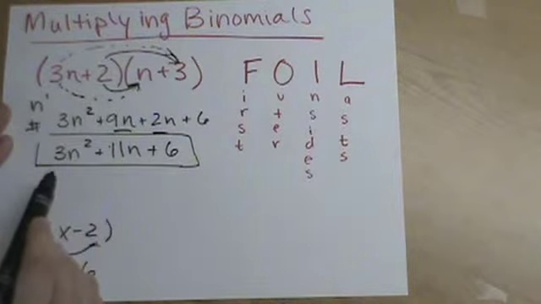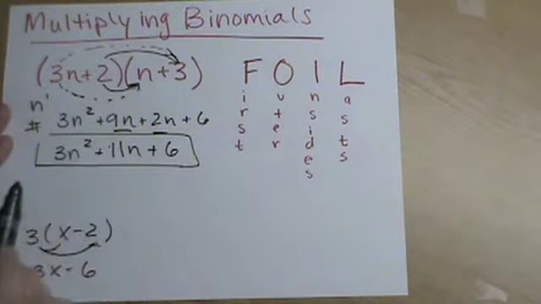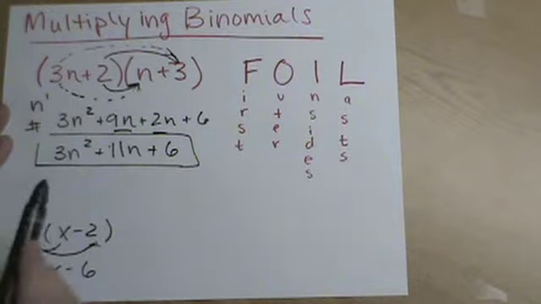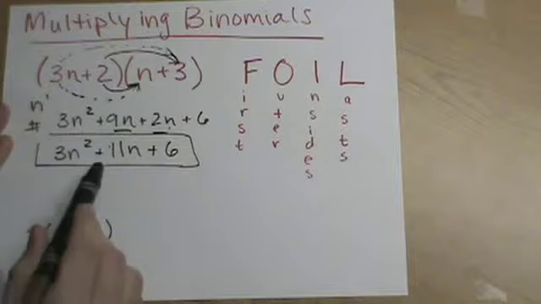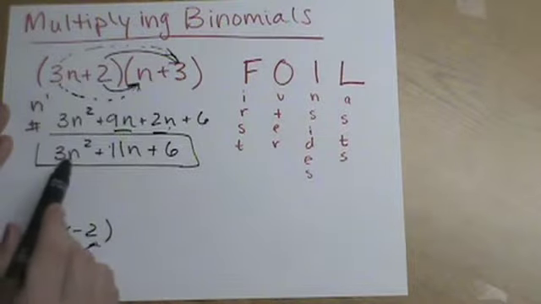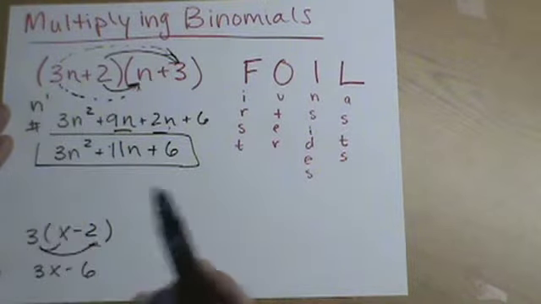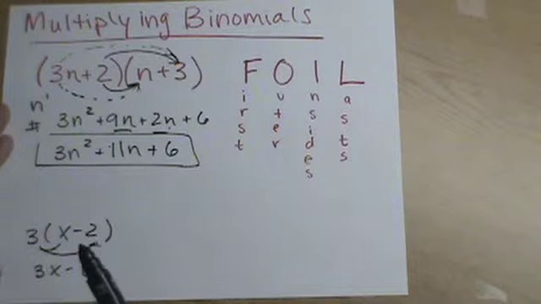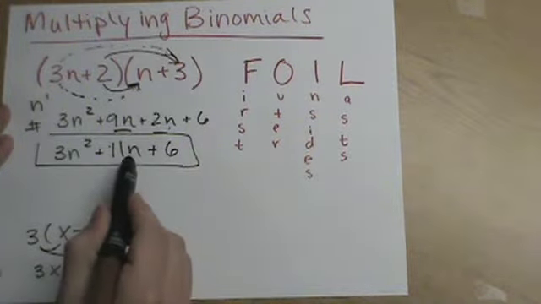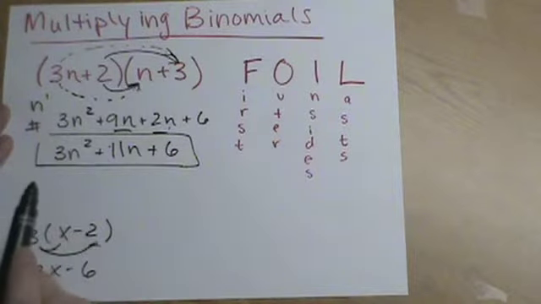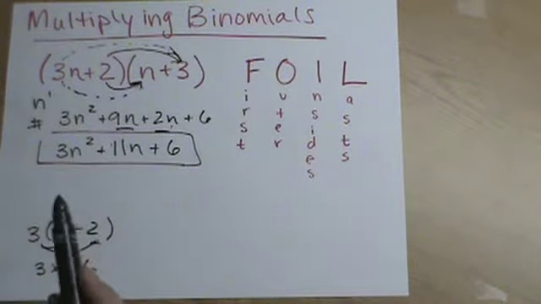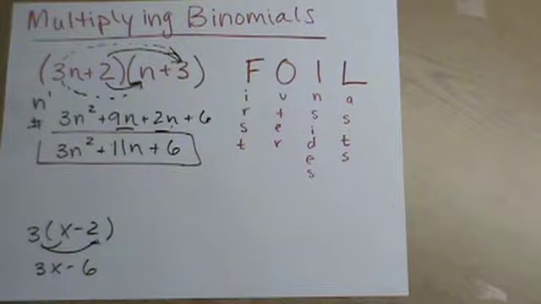In essence, when we add the n's, it's like adding apples. You have 9 apples and you have 2 apples. Add them together, you have 11 apples. When you look at n squared, that's a different fruit, if you want to call it. So you can't add it with these apples, with the n's. So this is our foiling method. Let's do a few example problems along with this.